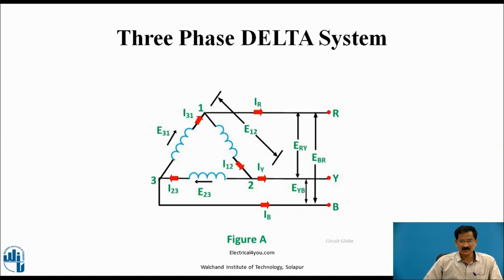Three-phase delta system. In the previous video, we had an introduction of three-phase system with a delta connected load or source. Here you will find ERY, then EYB, EBR. These are the three line voltages as well as the phase voltages, whereas IR, IY and IB are the line currents. I12, I23 and I31 are the phase currents.